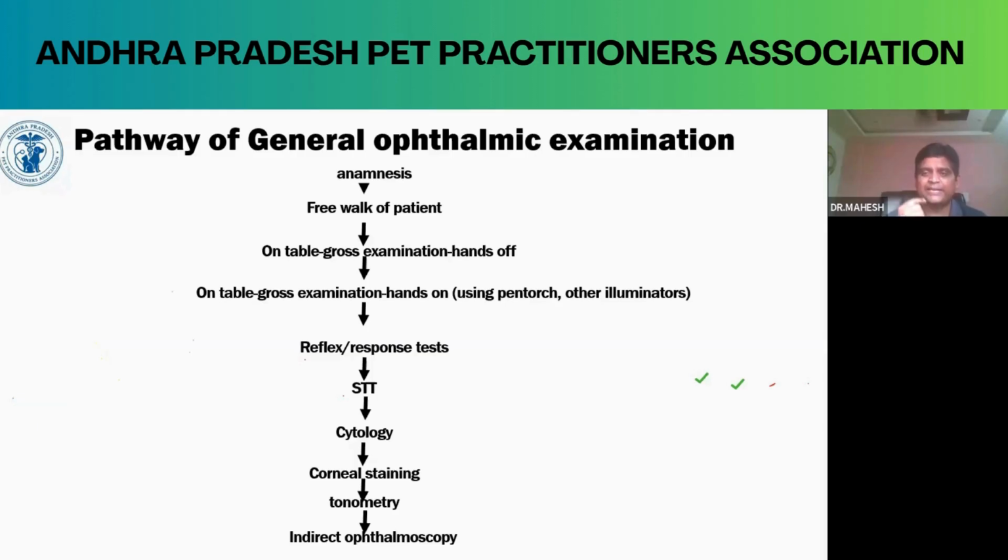If you have any doubt regarding the ABST, or if you want to go for culturing, you have to take the cytology before applying any drops, that is staining or tropicamide. You have to go for the cytology before the staining or any application of other drops. Why? Because these drops and dyes will cause some reaction in the eyeball. And then corneal staining, then the tonometry. Then using the indirect or direct ophthalmoscope, you can go for the fundus examination.